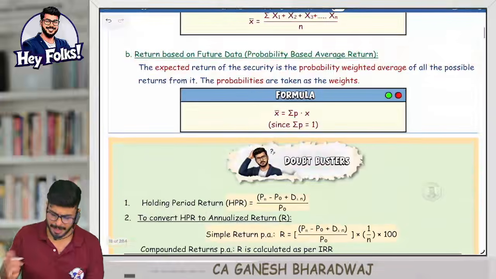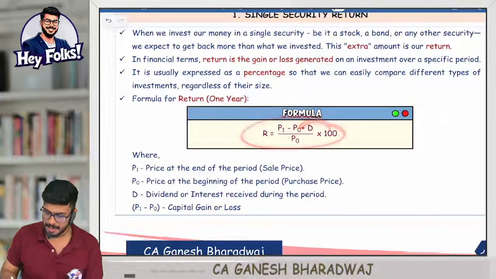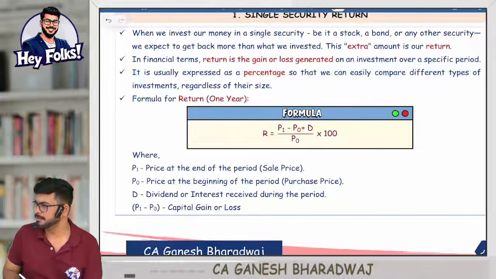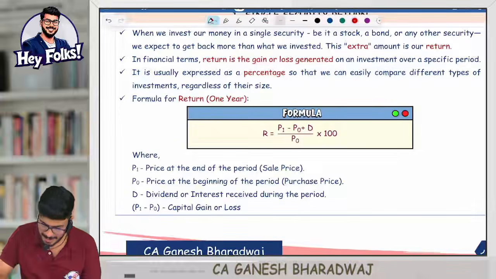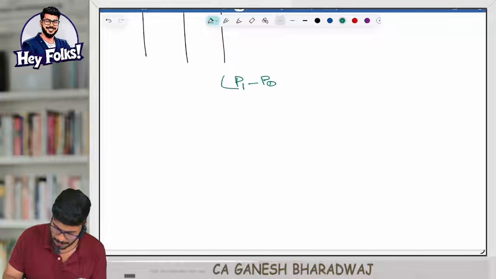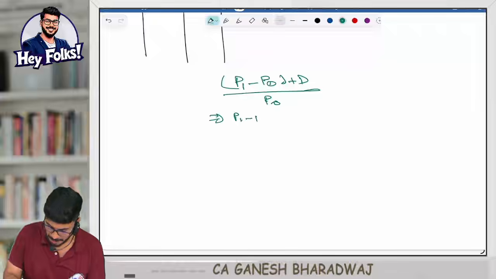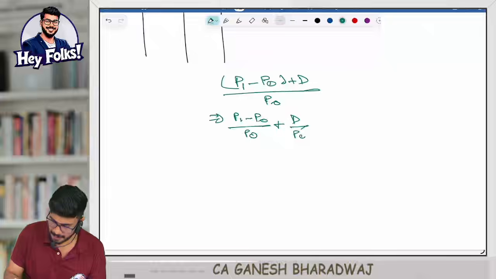Before that, guys, one thing I want to tell you. Now here this formula is there, no? P1 minus P0 plus D divided by P0. Guys, can I rewrite this formula? Just a simple thought process. P1 minus P0 plus D divided by P0. This is the formula to calculate what return? Correct? Can I rewrite this formula as P1 minus P0 divided by P0 plus D divided by P0?